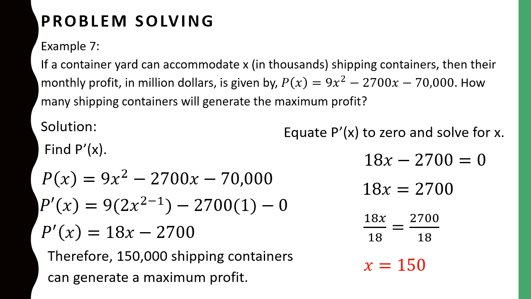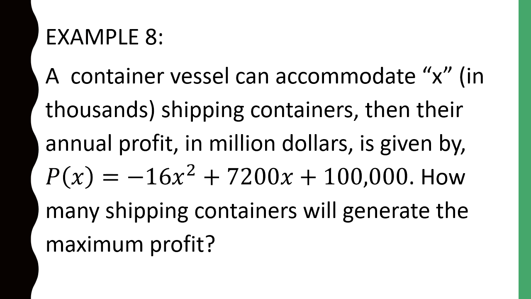Again, start with getting the derivative, then equate the derivative function to 0 and solve for the unknown variable. Let's try another problem. A container vessel can accommodate x, again in thousands, of shipping containers. Then, their annual profit in million dollars is given by P of x equals negative 16x squared plus 7,200x plus 100,000. How many shipping containers will generate the maximum profit?